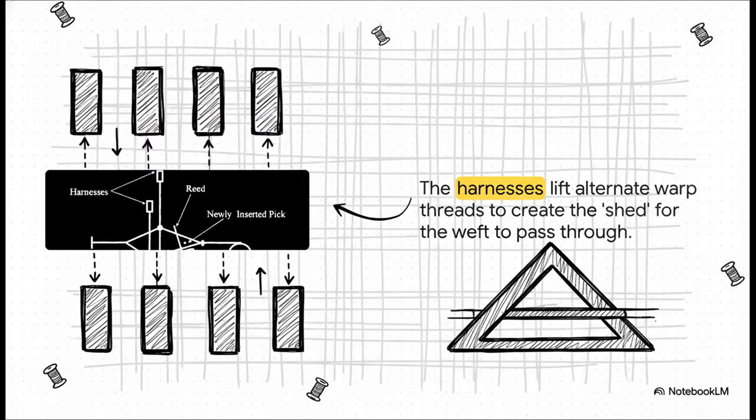So, how does it do that? Well, the machine uses these things called harnesses. They're basically frames that hold on to the warp threads. And just like you see here, they lift certain threads up while keeping others down. This super precise mechanical separation is what makes that perfect little triangular shed for the next step.